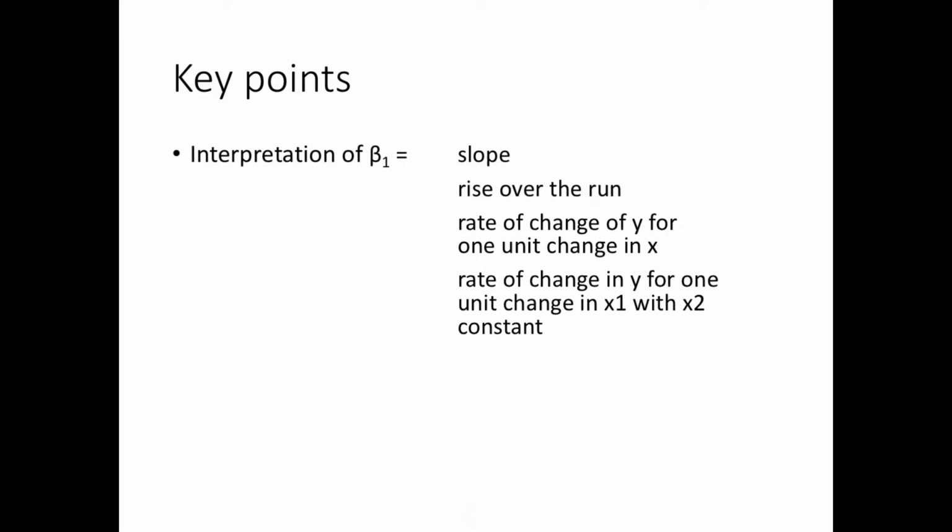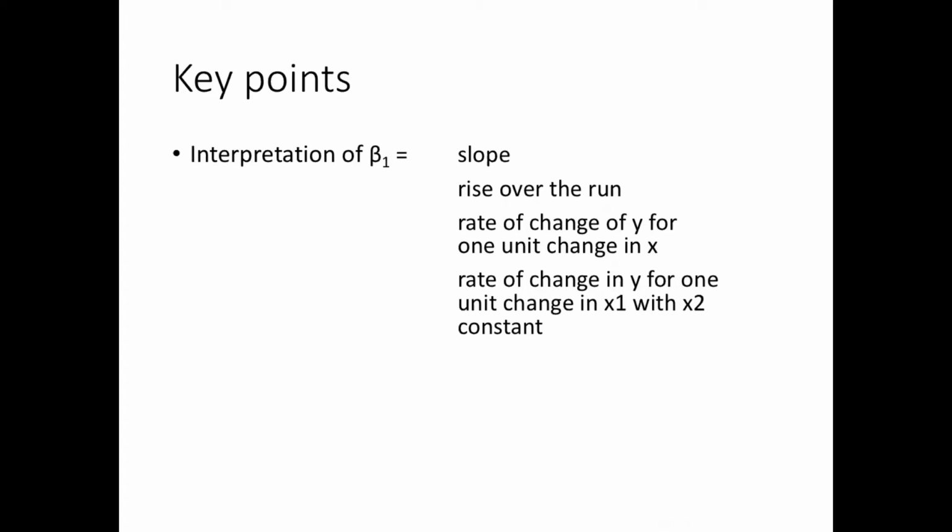Now, this has been referred to by Olden in his video as rise over the run, or the rate of change of y for 1 unit change in x. Not very complicated. Just let it be at that face value. It's just the rate of change of y for every unit change in x.